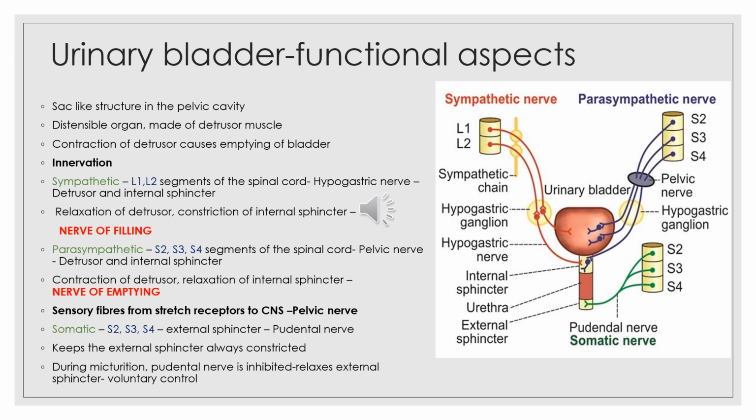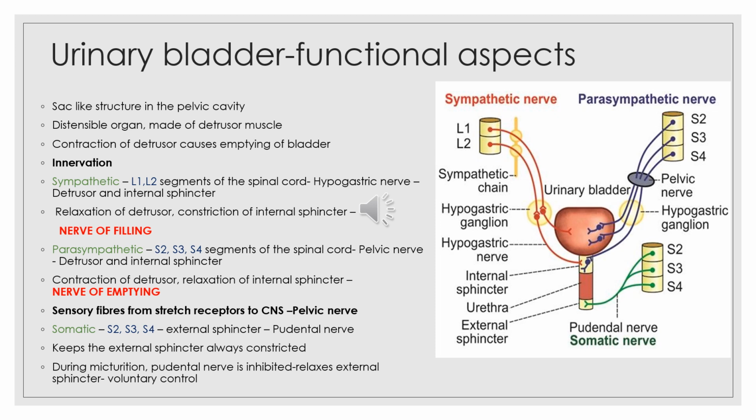So after leaving the spinal cord, the nerve fibers that arise from the first and second lumbar segments will terminate in the hypogastric ganglion. And from the hypogastric ganglion, the postganglionic nerve fibers arise and form the hypogastric nerve. This hypogastric nerve supplies the detrusor muscle of the bladder and the internal sphincter. The function of this hypogastric nerve is that it causes relaxation of detrusor muscle and constriction of internal sphincter.